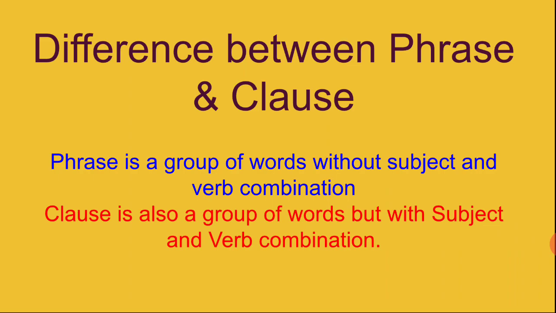So, what is a clause? A clause is also a group of words. A phrase is a group of words, a clause is also a group of words, but what is the only difference? A clause has a subject and verb combination. So a verb will be there in a clause. So hope you understand the difference. A phrase is a group of words without a verb. A clause is also a group of words with a finite verb. Okay, let's move on.